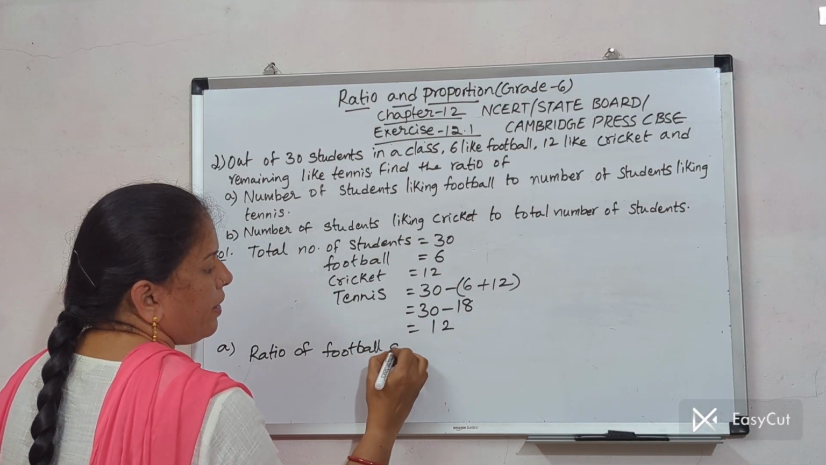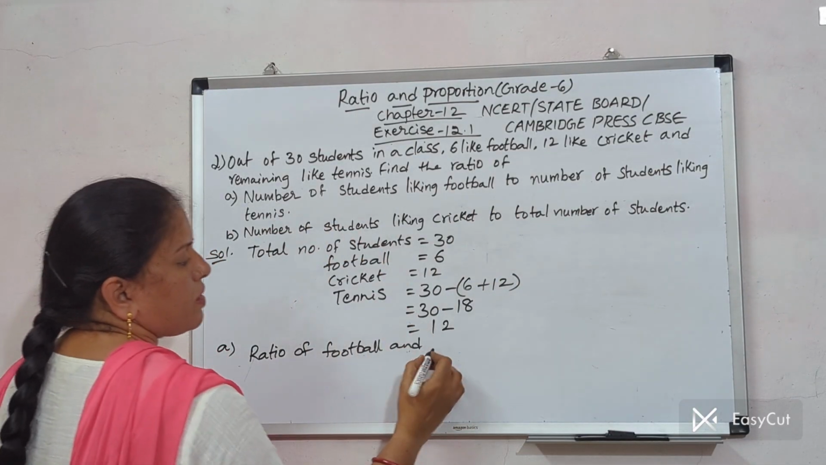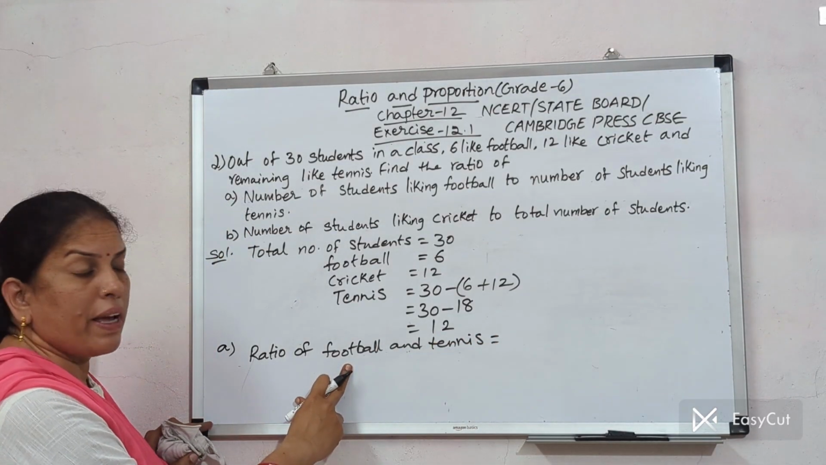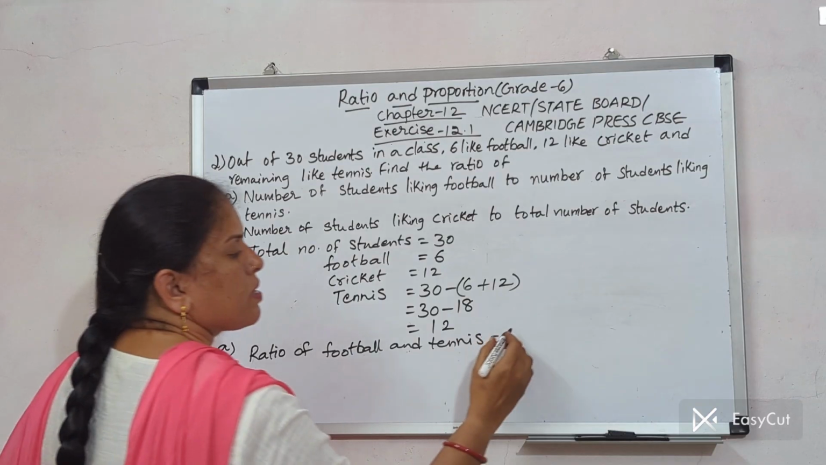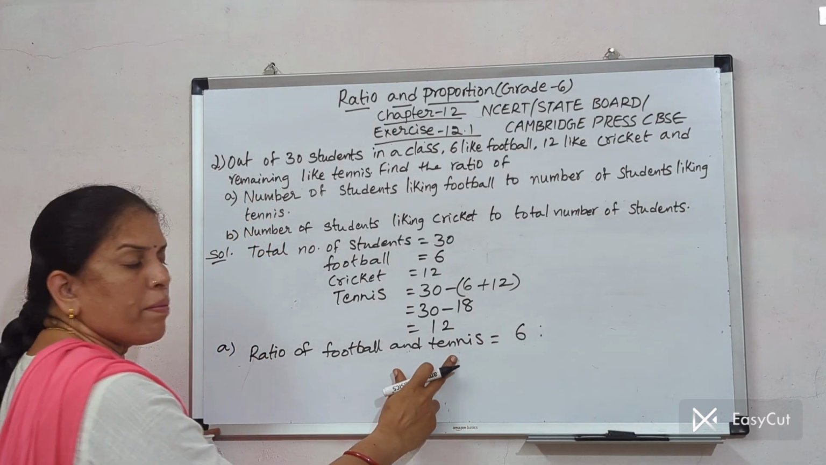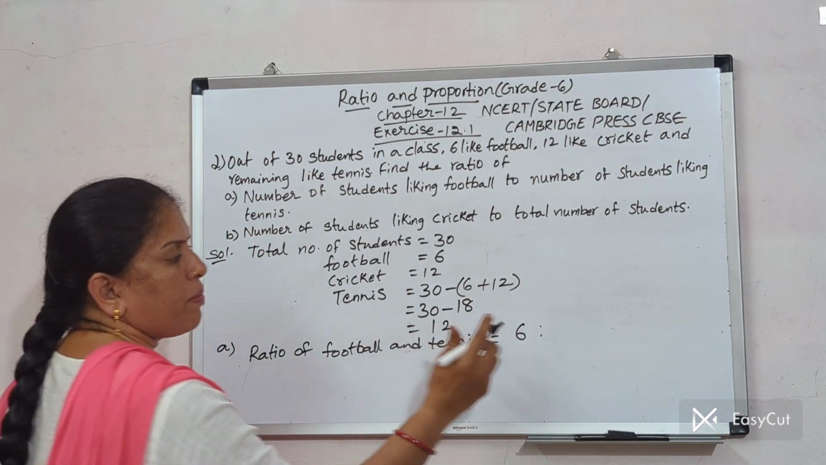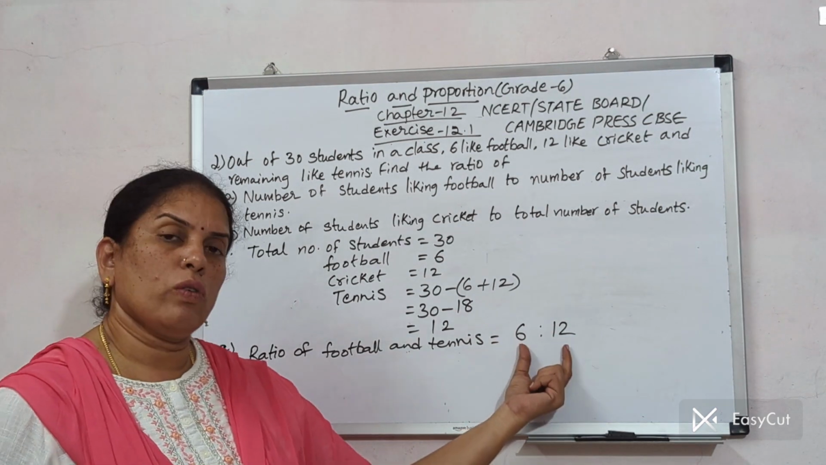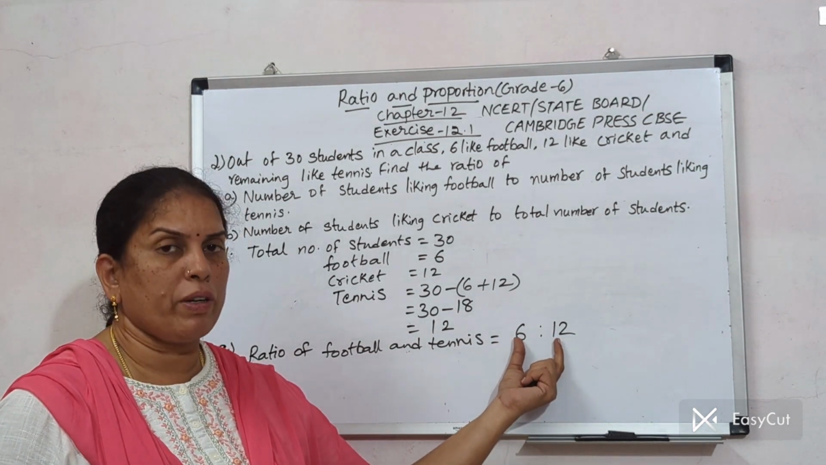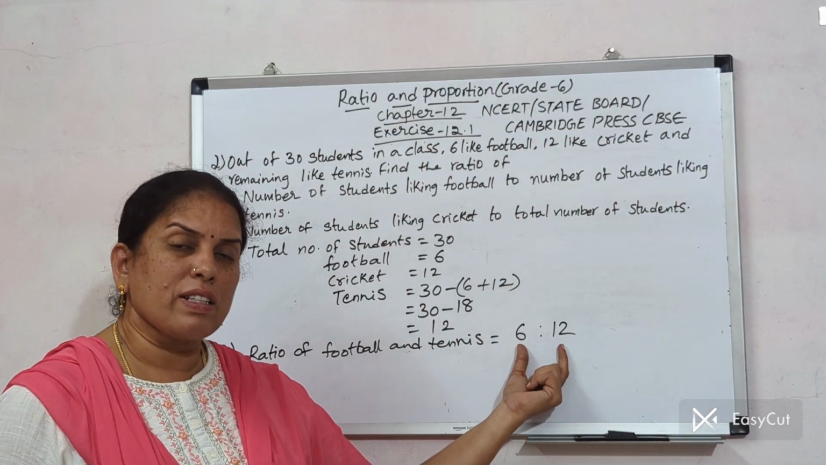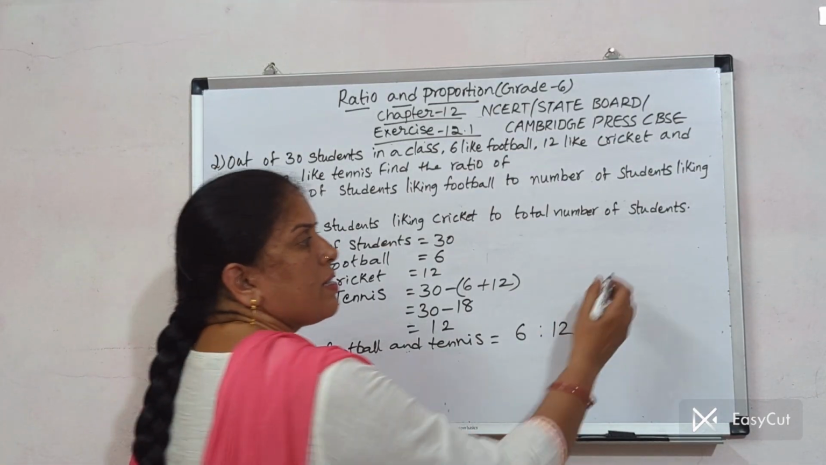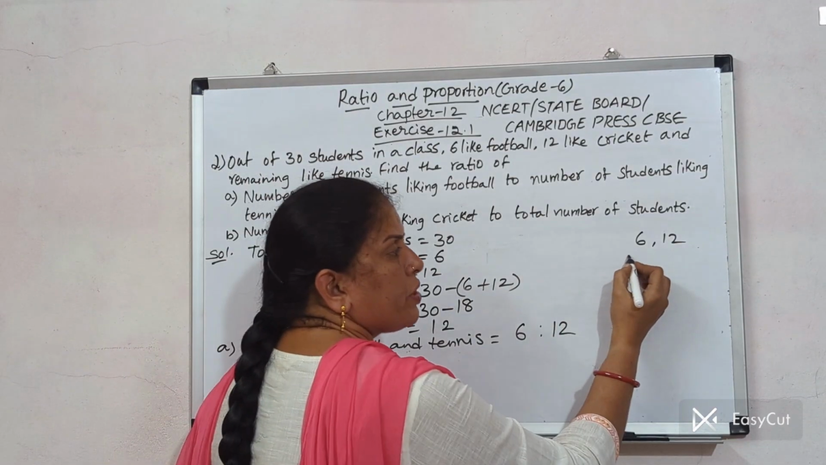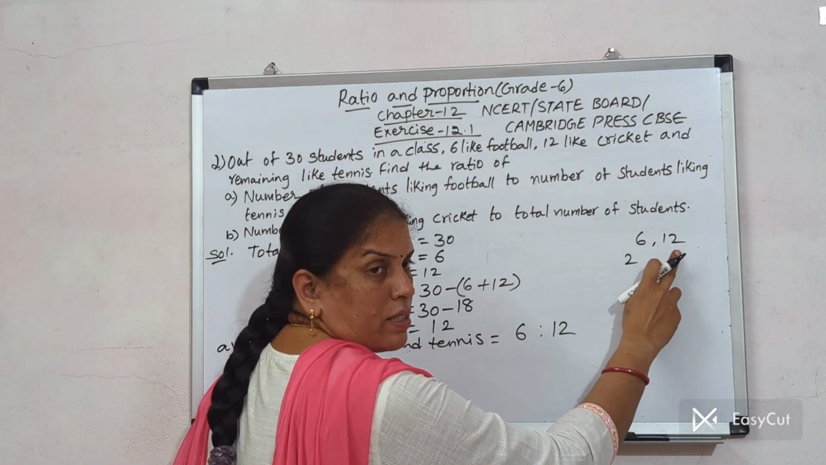football and tennis is equal to, see here, how many members are playing football? 6 members. 6 is to, how many members are playing tennis? 12 members. So, 6 is to 12. 6 and 12, what is the HCF? Highest common factor. What are the common factors of 6 and 12? See, if I start from 2 table, 2, 3, 6. 2, 6, 12.